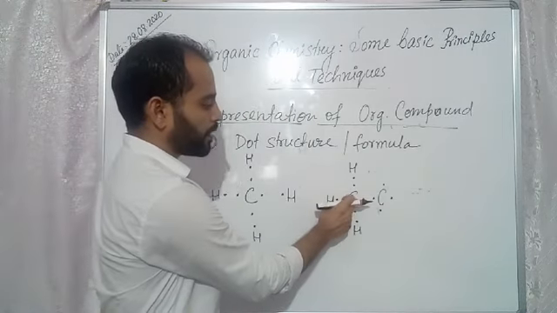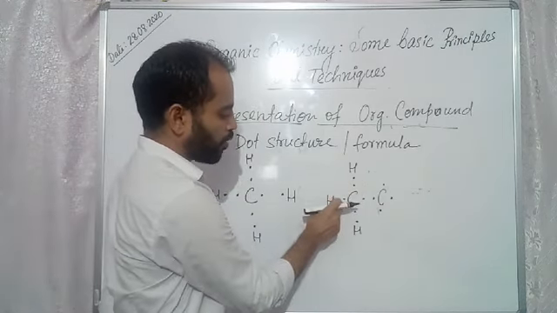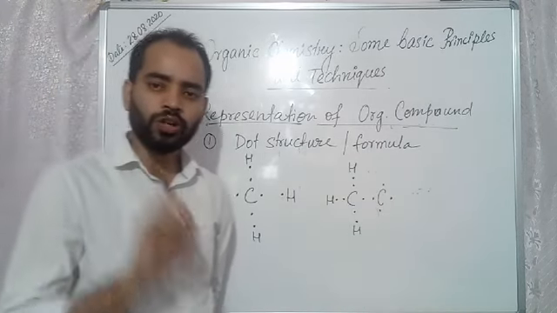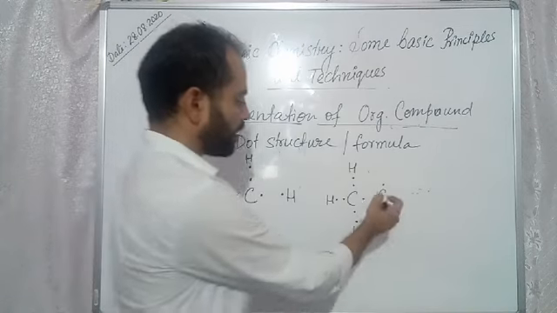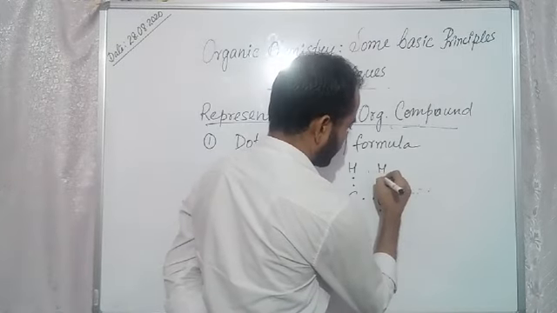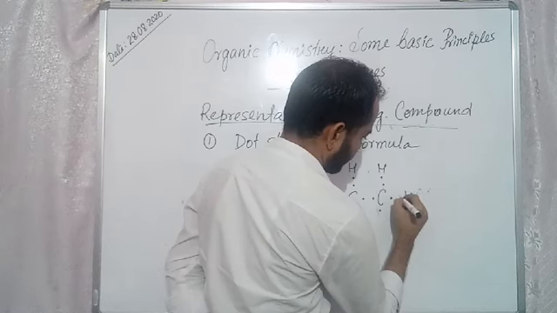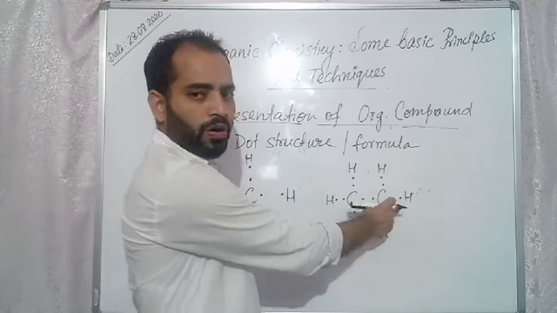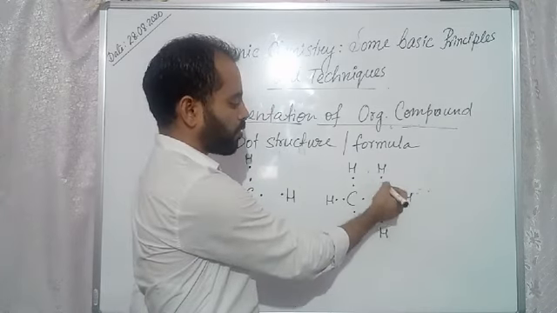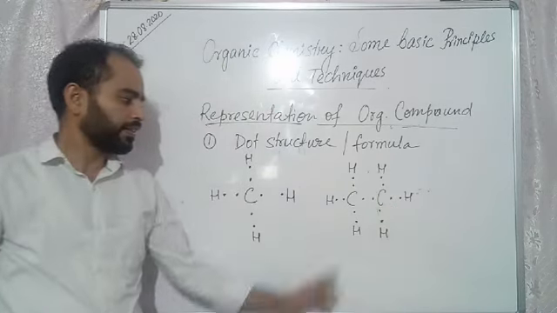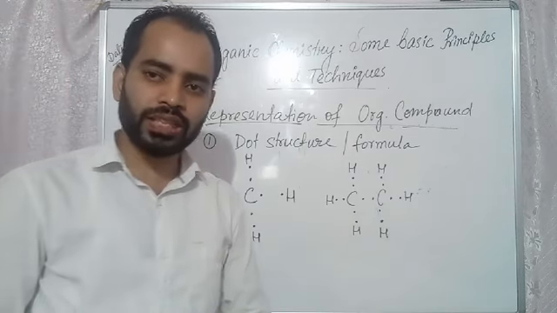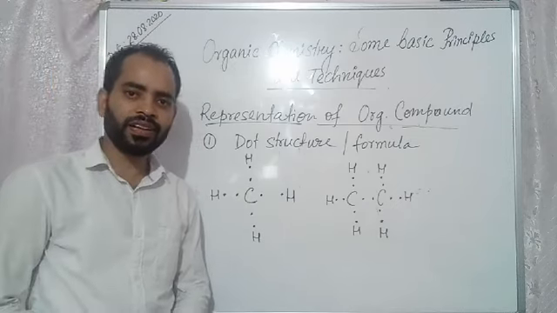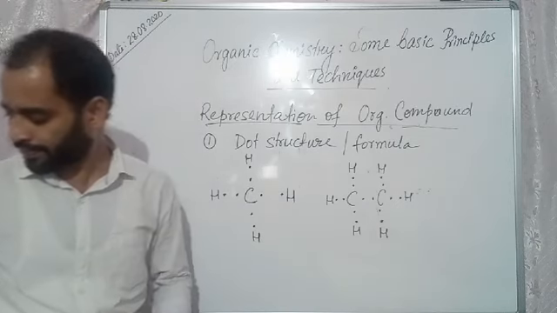Now for this carbon, you see 2, 4, 6 and 8. That is, the octet is complete. Similarly, for this carbon, you can write, now for this also the octet is complete. 2, 4, 6, 8. This is the electron dot structure or representation of the ethane molecule. Hope it is clear. This is called dot structure.